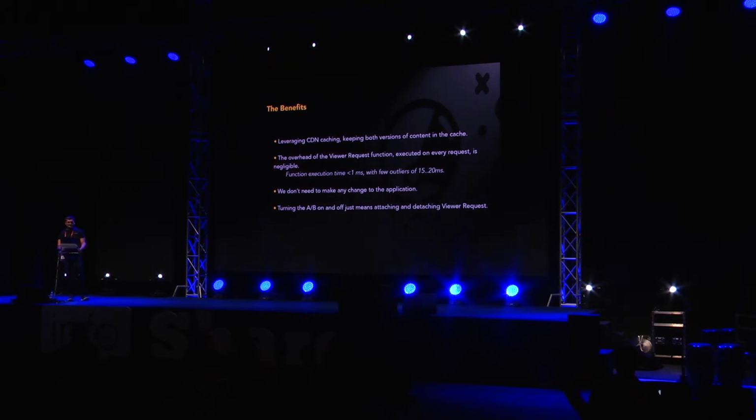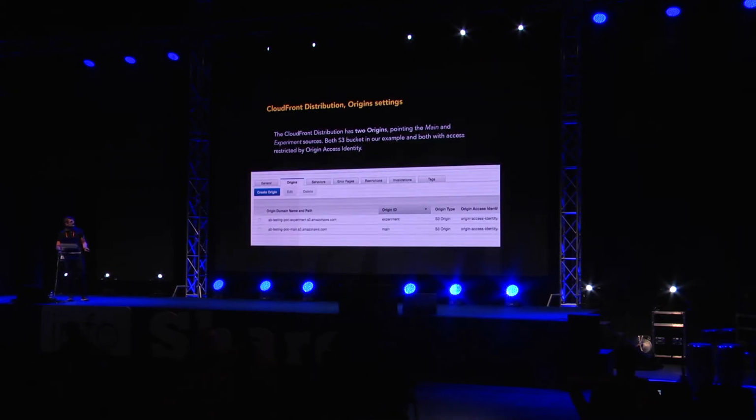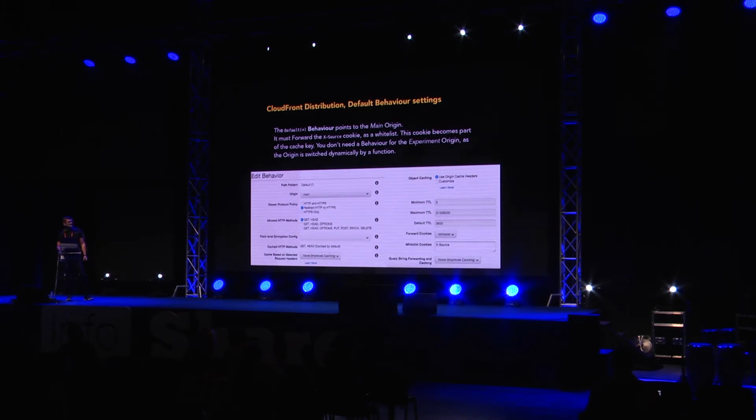Now, let's quickly go through the settings. What's important in the settings is that you have two S3 buckets in separate origins, so they both have to have restricted by origin access identity set. That's pretty obvious. What wasn't that obvious to us is that, first of all, we need to make sure that we are passing the cookie as whitelist, so we're forwarding cookie as whitelist, as it is shown on the right-hand side, and whitelist cookie is X source, like I mentioned.